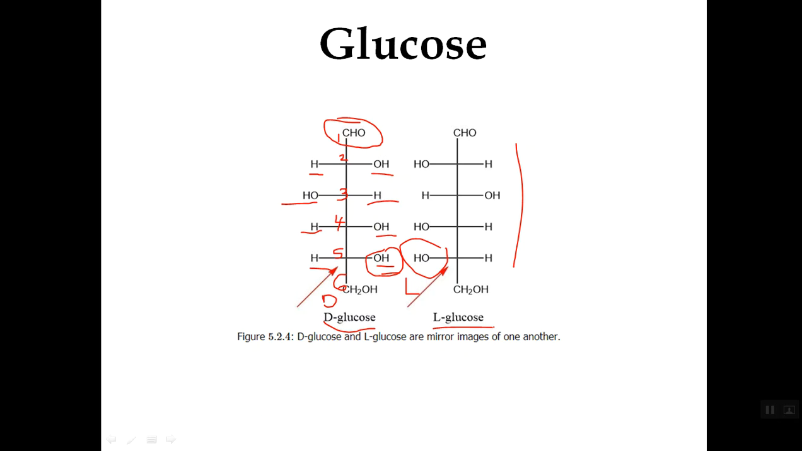Most of the sugars are D sugars. And if you put a mirror here, they are mirror images of each other, that is, the D sugar and the L sugar. In a D sugar, OH will be towards the right side, and in an L sugar, OH will be towards the left side on the lower carbon atom, that is, the last but one carbon atom in the structure of the sugars.